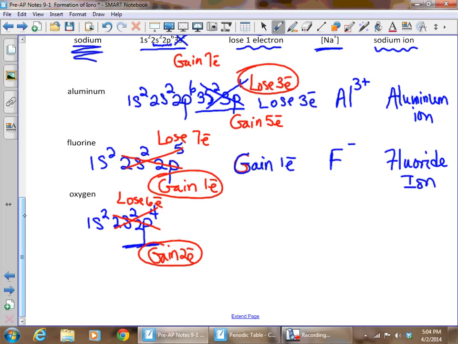So for oxygen, we would gain 2 electrons. Hopefully that's what you came up with when you tried it yourself. Which would mean that we would have an oxygen with a 2 minus charge, which hopefully remember we memorized those at the beginning of the year. And the name would be the oxide ion, since it's negative, changing the ending to IDE.